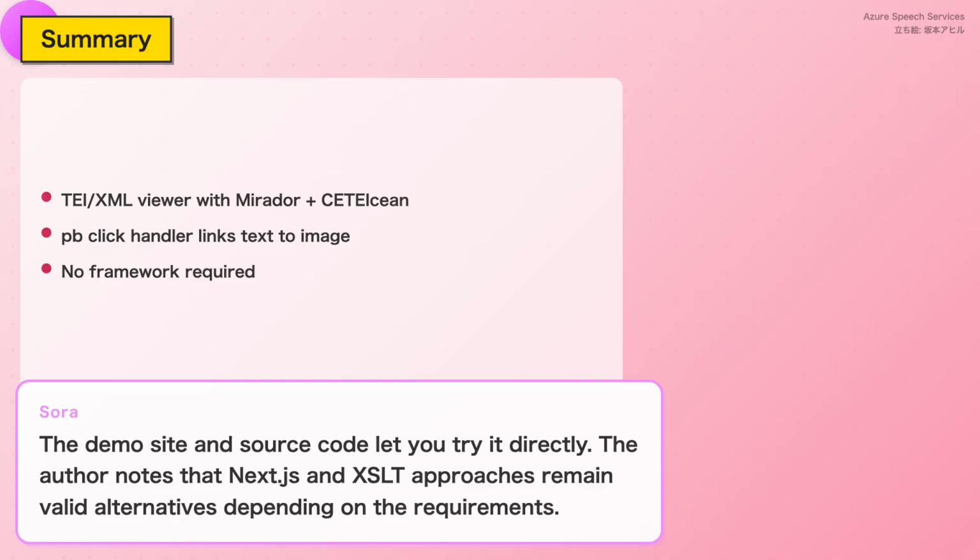The author notes that Next.js and XSLT approaches remain valid alternatives depending on the requirements.